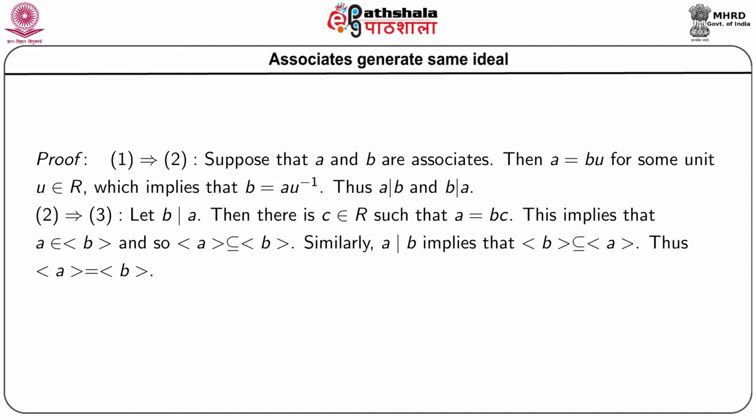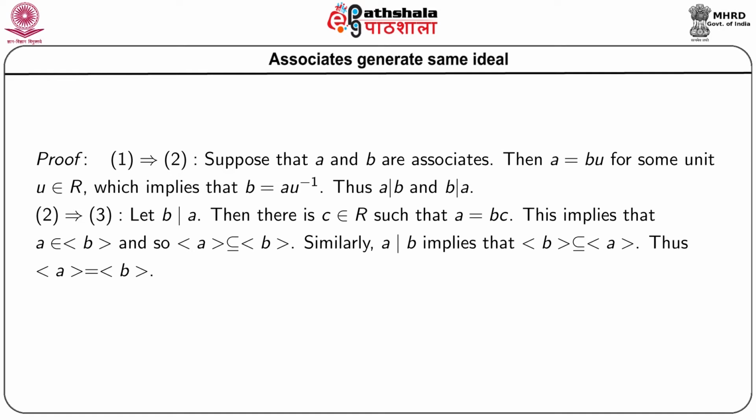For this, assume that A and B are two associates. Then we have some unit u in R such that A equals Bu. Since u is a unit, it has a multiplicative inverse which we denote by u inverse, and then A equals Bu implies that B equals Au inverse. Thus, from A equals Bu and B equals Au inverse, we get A divides B as well as B divides A. Now, we prove that condition 2 implies condition 3.